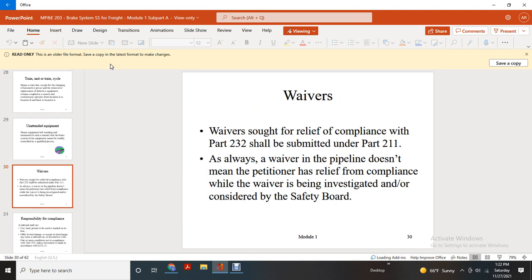The waivers sought with the relief of complying with Part 232 shall be submitted under Part 211, and always for the waiver of the pipeline does not mean the petition for relief from compliance while the waiver is being investigated or considered by the safety board.